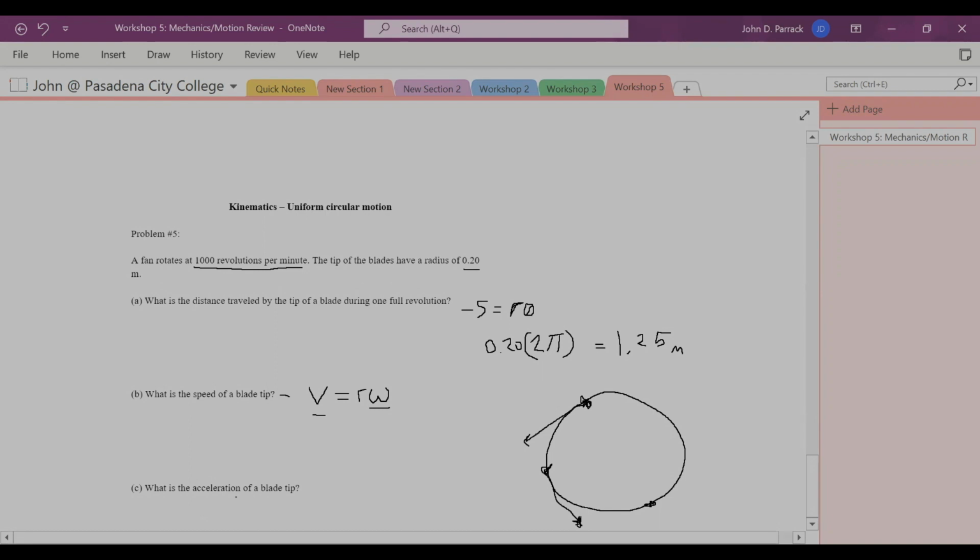So is the acceleration zero? No, it's not. Because what is the force, what is the acceleration that is responsible for changing the direction of the velocity? You're going to think about that.